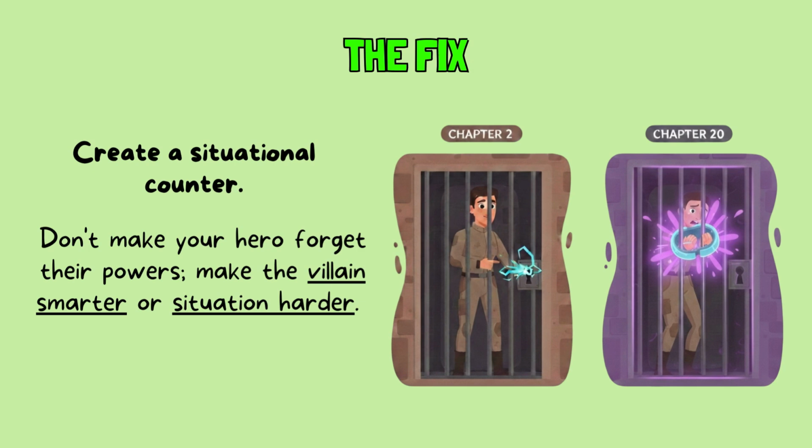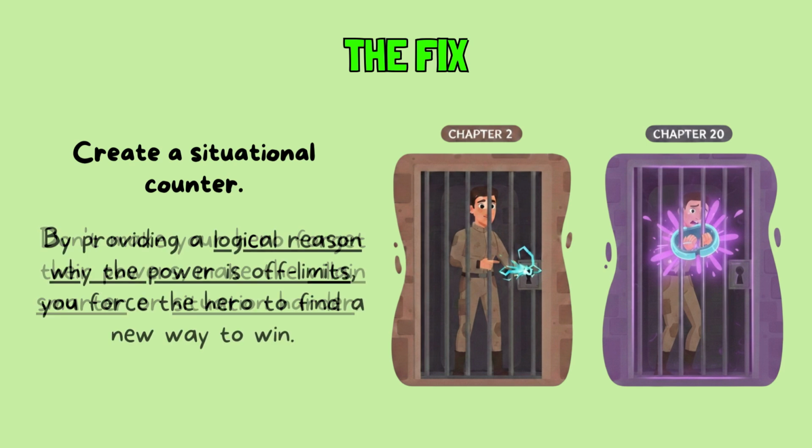Don't make your hero forget their powers. Make the villain smarter or the situation harder. If your hero is a mage locked in a dungeon, don't just ignore their magic. Handcuff them with anti-magic iron or build the cell out of a material that suppresses their gift. By providing a logical reason why the power is off limits, you force the hero to find a new way to win rather than just ignoring their established toolkit.